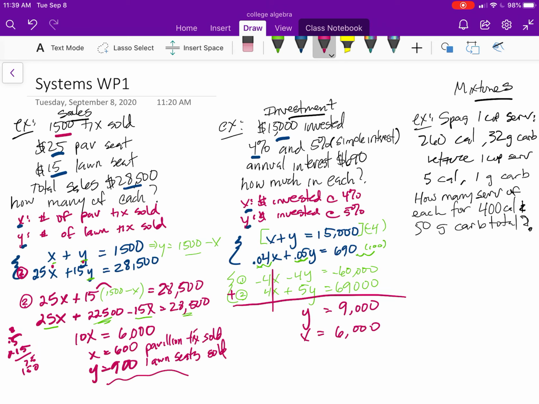But I would recommend checking them as you get used to it. So, how much is invested in each? Well, $6,000, I'm just going to put 6K, is invested in the 4% account, while 9,000 is invested in the 5% account. Awesome. One more example here.